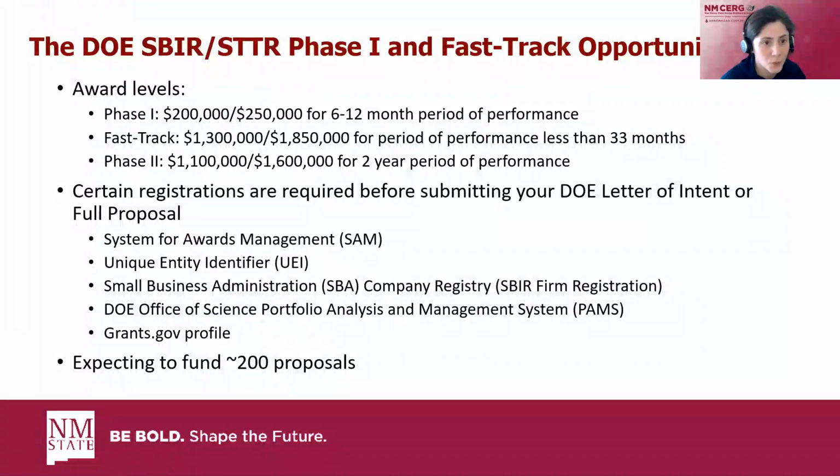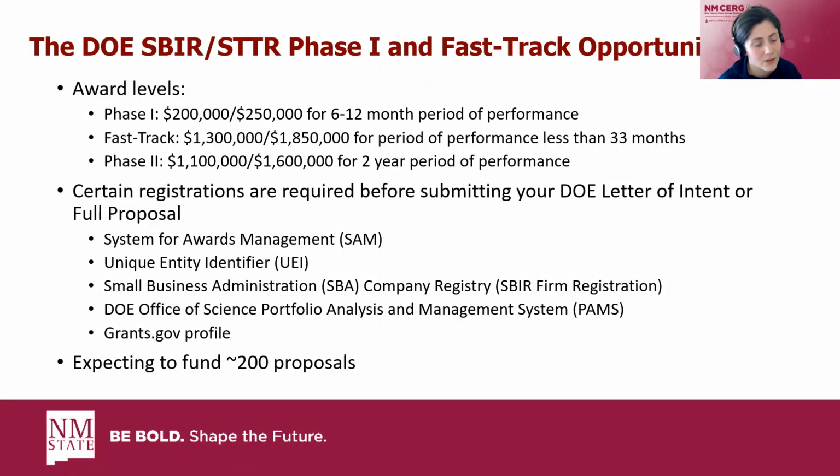And there are different award levels within DOE and for these different tracks, but you'll see how they are very much the same thing, just the proposal process looks a little bit different. So for phase 1, the award ceilings are capped off at $200,000 and $250,000 for a period of performance of 6 to 12 months. For phase 2 or a traditional phase 2, that is 1.1 or 1.6 million for a 2-year period of performance.